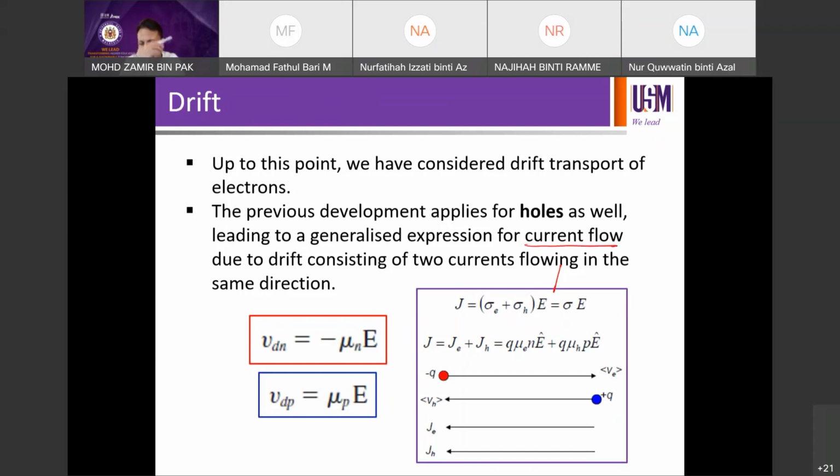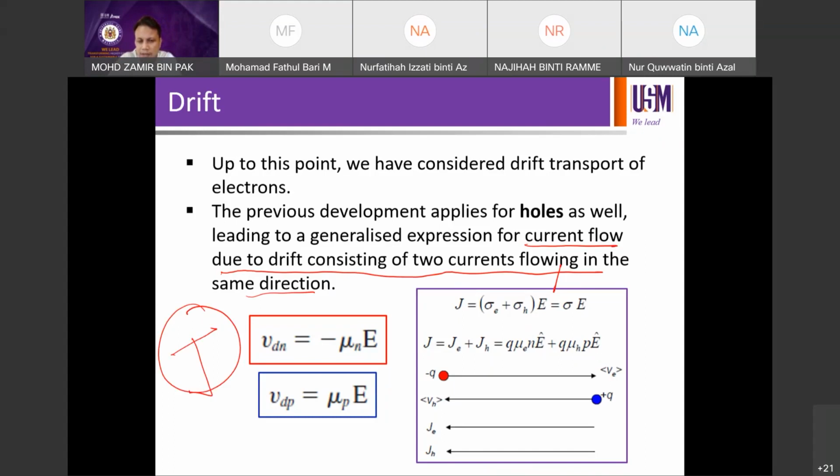So remember when I talked about drift yesterday, I said whenever we have movement of carriers associated with drift, either electrons or holes, there'll be current associated with the motion. In this case, the current flow due to drift consists of two currents flowing in the same direction. So what does this mean? We're talking about the current density J associated with the flow of electrons and holes by drift.